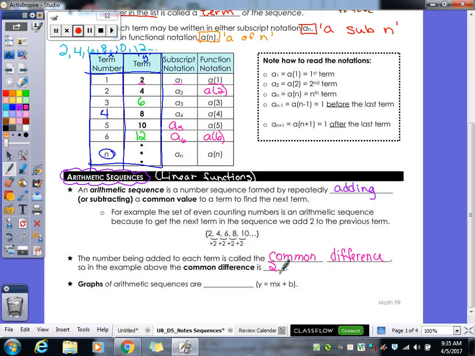Your common difference is also very similar to your what? It's your slope. Common difference is your slope. They're just using a different word for it, but it's the same thing. So graphs of arithmetic sequences are lines. They follow your y equals mx plus b pattern. When you write equations for them, you'll see it and you're like, oh my gosh, that looks like a linear equation, because it does.